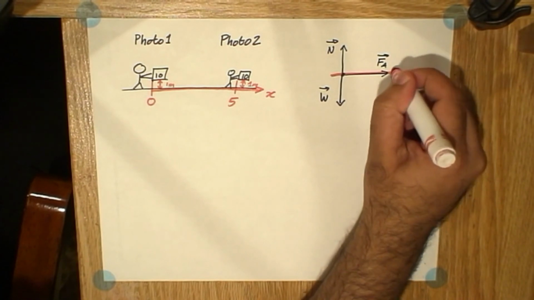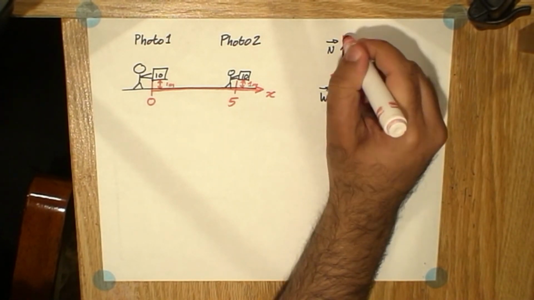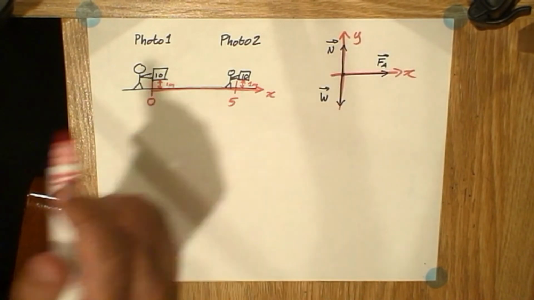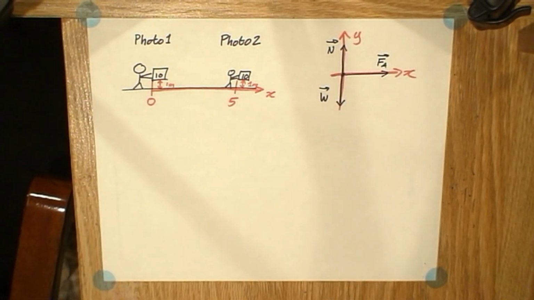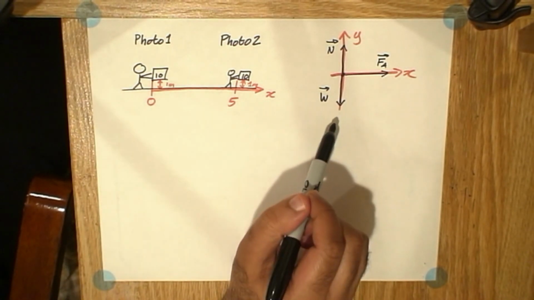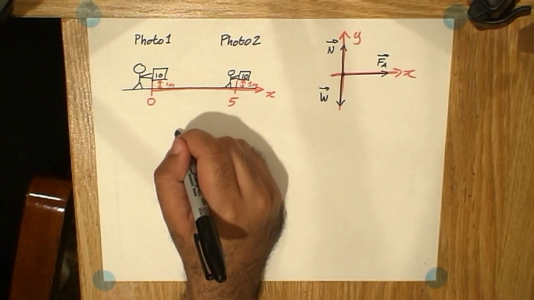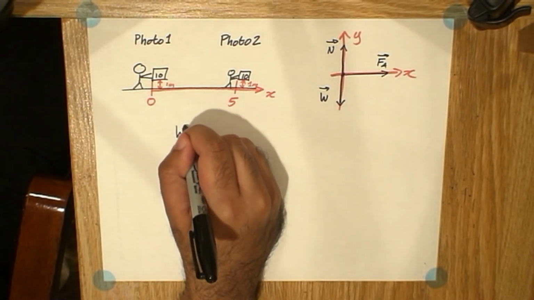The rightward direction is positive x. The upward direction is positive y. Now, we were being asked to find out how much work the weight force is doing. So first we need to find out how big the weight force is.